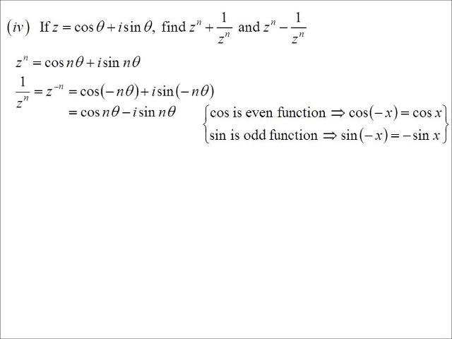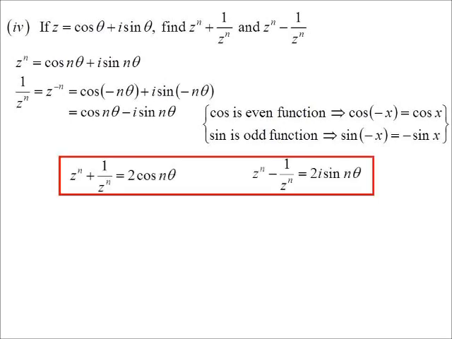We want to find, first of all, when we add them together. Well, when we add them together, then the imaginary parts cancel and I get 2 cos n theta. So there's my result for z to the power of n plus 1 on z to the power of n. And for minus, well, now let's subtract instead of add, and we get 2i sin n theta. So as I say, perfectly fine to quote those, unless of course they've asked you to prove them. But as you see, the proof's fairly quick. Just playing around with odd and even functions and you've got it.